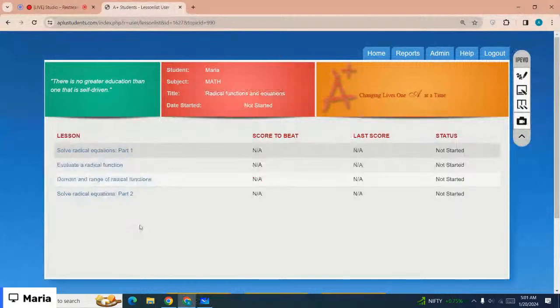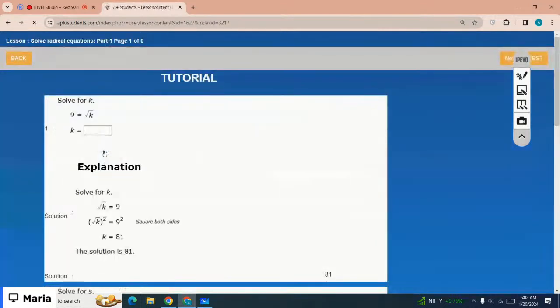Here I am on grade 9 math. The chapter is radical functions and equations. Let's start with the first lesson, that is solve radical equations. Let's start with the first example, that is solve for k.